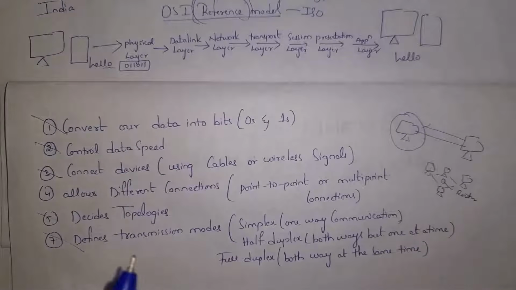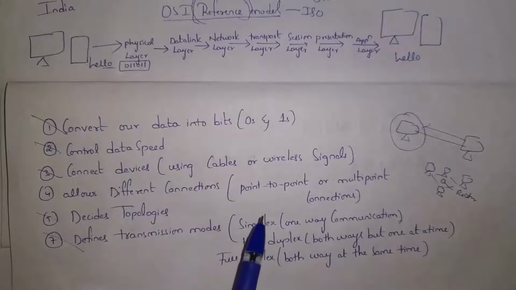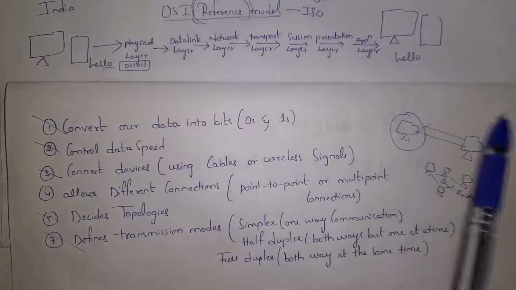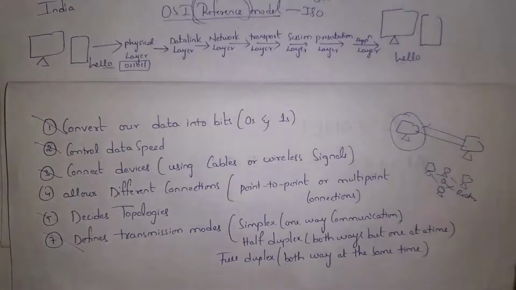The physical layer will define transmission modes. There are three types of transmission modes. They are simplex, half duplex, and full duplex. Simplex is nothing but one-way communication. For example, two computers are connected to each other. Only one computer can send a message. The next computer cannot send a message. This is the meaning of one-way communication.